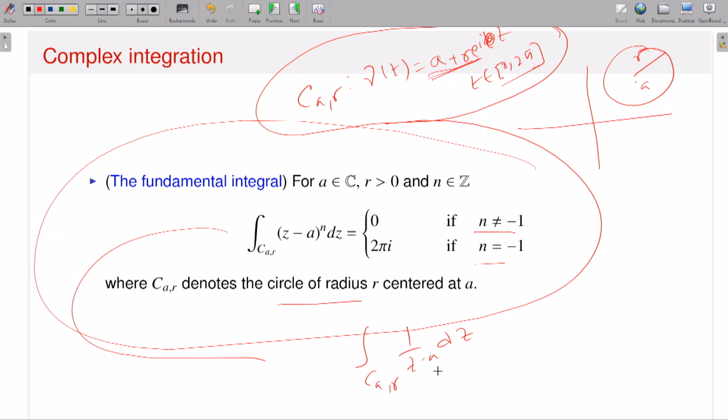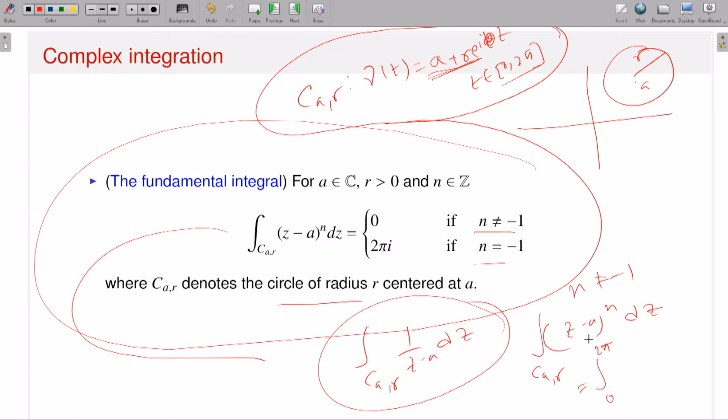For example, if I take n is equal to minus 1, it will have this one, and if I take n not equal to minus 1, then what will we have? You have integral over C_{a,r} of z minus a to the power n dz, right? By using the definition of line integral, this should be integral from 0 to 2 pi of f of gamma t, right? What is your function? f of z is z minus a to the power n, right? So f of gamma t is gamma t minus a to the power n. Now what is gamma t? a plus r e to the i t, so therefore r e to the i t to the power n.